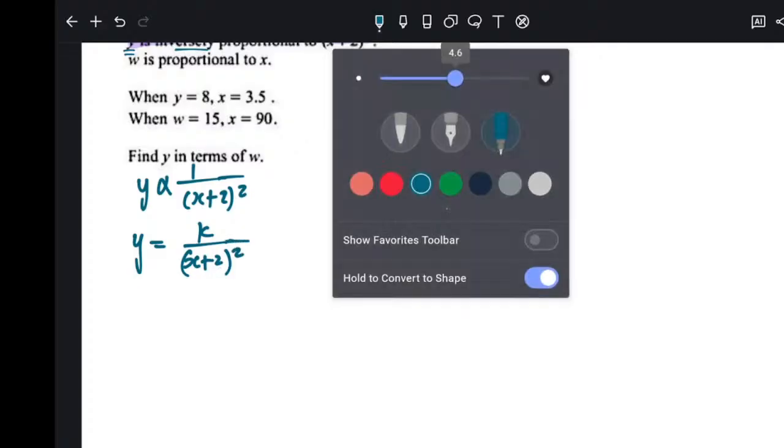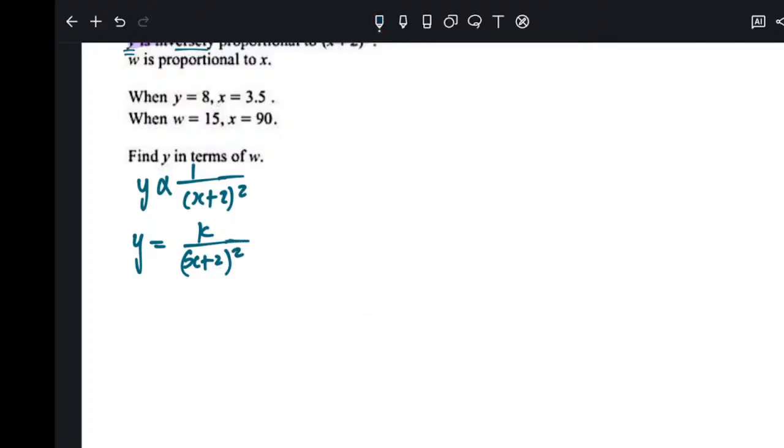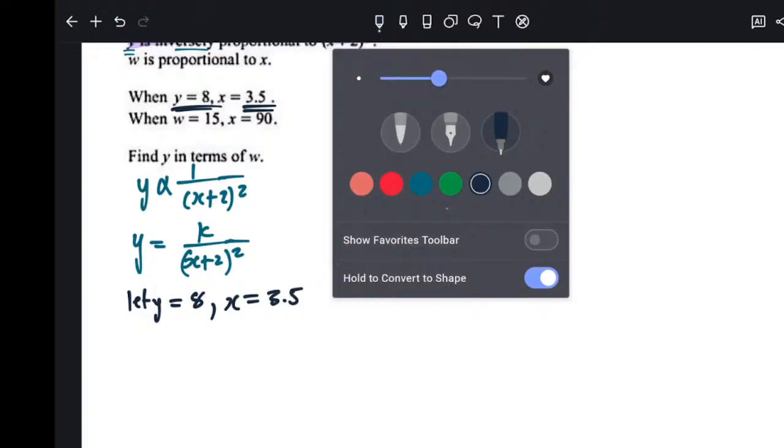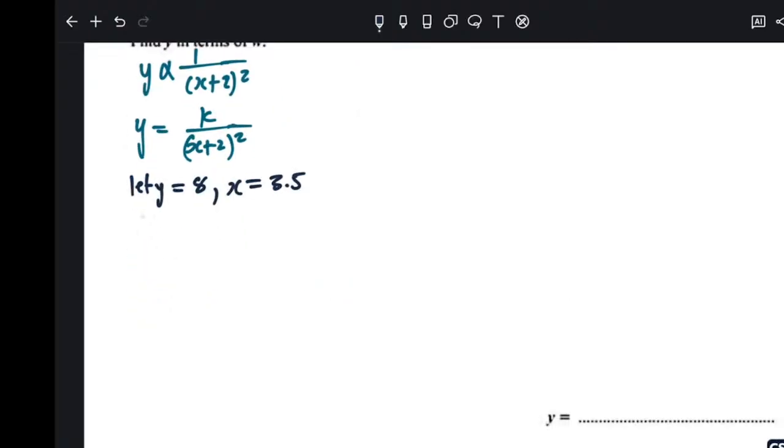Well done. Then now look at what they say. They'll give you y and they'll give you x at some point to use to find k. So you're going to come here and you say, let y be equal to, what did they say? 8. Then x be equal to, what did they say? 3.5. You write it like this. Now you're going to say, where there is y, we are putting 8. So we put 8 is equal to k over, where there is x, we're putting 3.5. So it's (3.5 + 2) all squared. And what we want is the k.